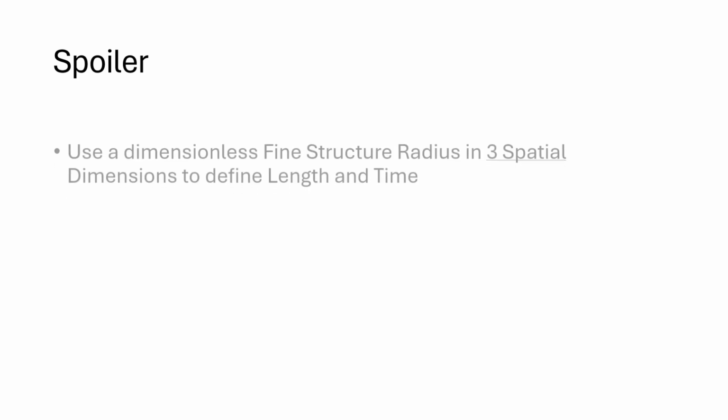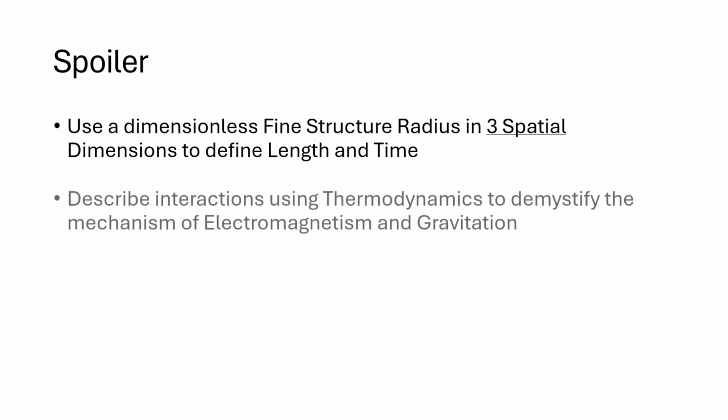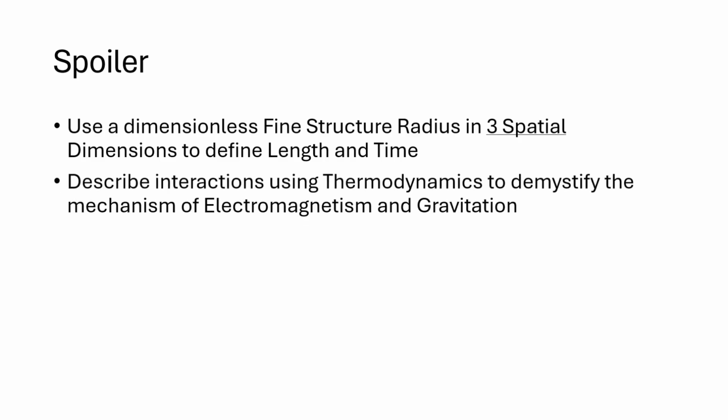In this video, we will be using a dimensionless fine structure radius that exists in a three spatial dimension world, which will be used to define the length and time we measure in our world. We will be describing its interactions using thermodynamics to derive the mechanism of electromagnetism and gravitation.